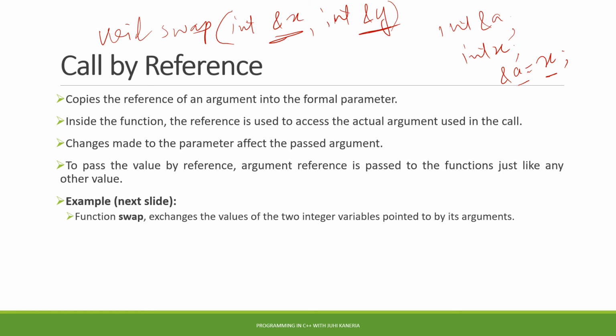Now, whenever I am making any changes on the formal parameters, say x and y, those changes would be reflected in the actual parameters since we are passing the address. So whatever changes are made are made at that particular memory location. So, let's see an example over here.